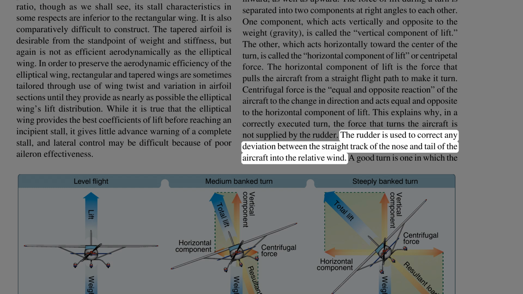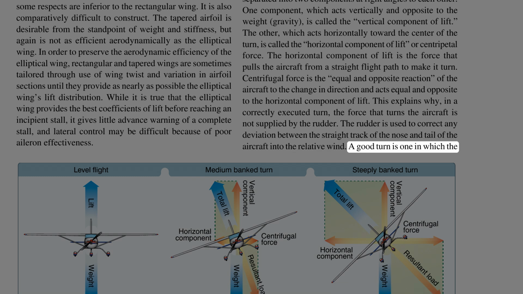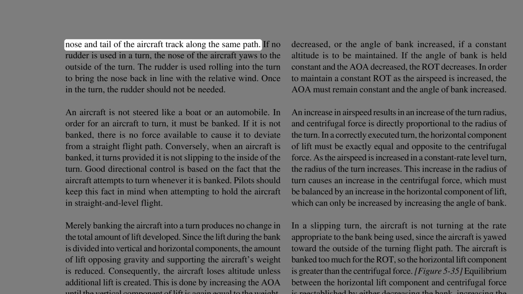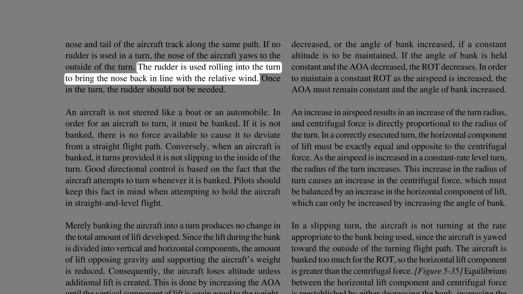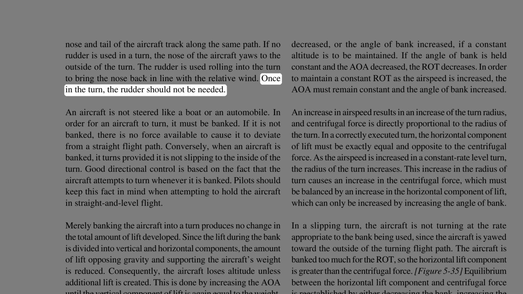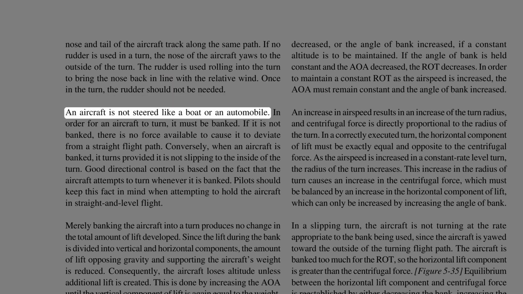The rudder is used to correct any deviation between the straight track of the nose and tail of the aircraft into the relative wind. A good turn is one in which the nose and tail of the aircraft track along the same path. If no rudder is used in a turn, the nose of the aircraft yaws to the outside of the turn. The rudder is used rolling into the turn to bring the nose back in line with the relative wind. Once in the turn, the rudder should not be needed. An aircraft is not steered like a boat or an automobile.